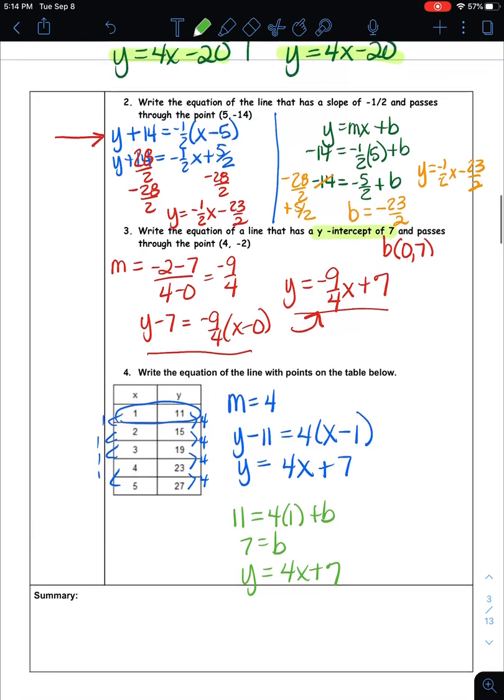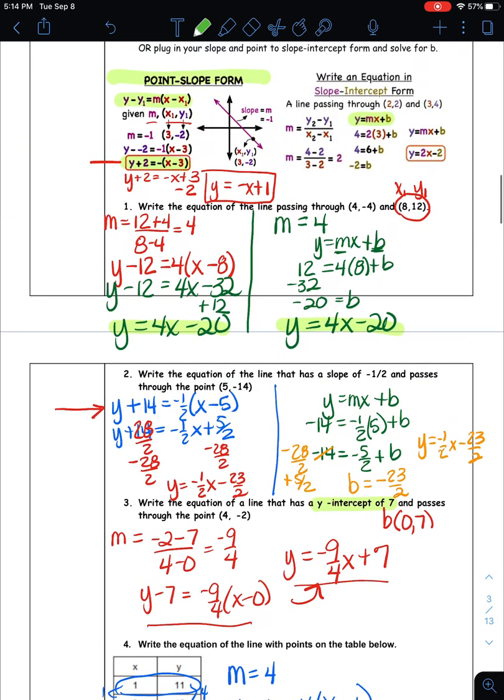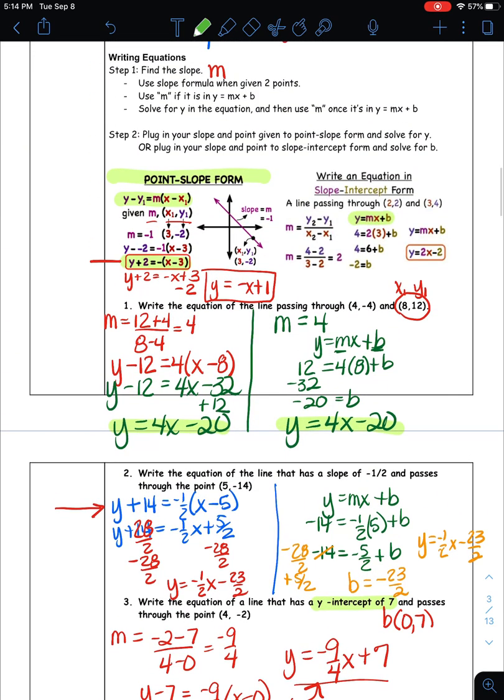So it depends on what I asked for, whether I want it in point-slope form or slope-intercept form, what your final answer will look like. Your point-slope form will look like this: y minus y1 equals m times x minus x1, with your values for y1, m, and x1. And your slope-intercept will be y equals mx plus b with your values for m and b. So pay attention to which one you have been asked for.